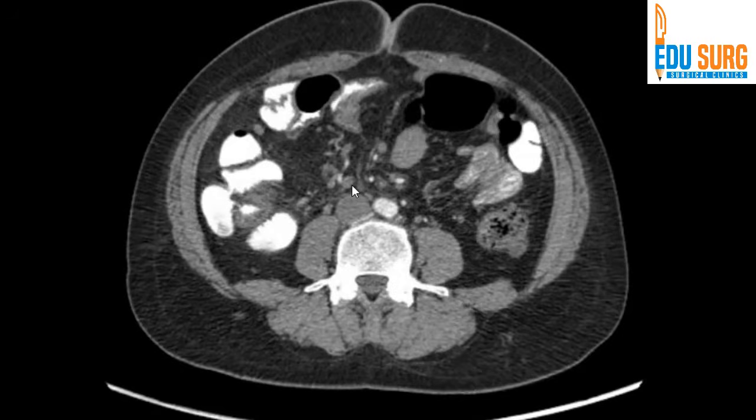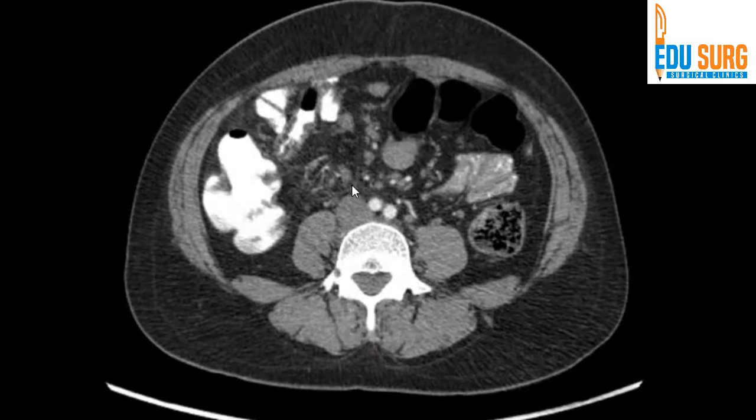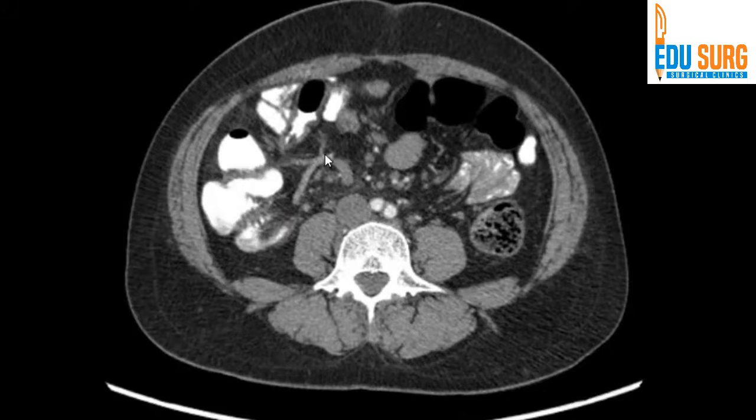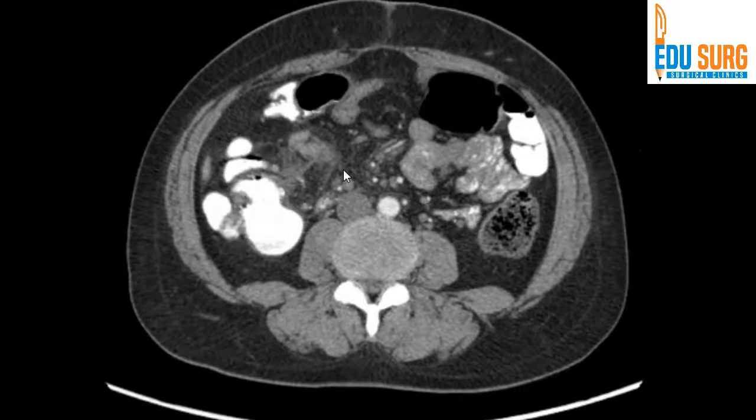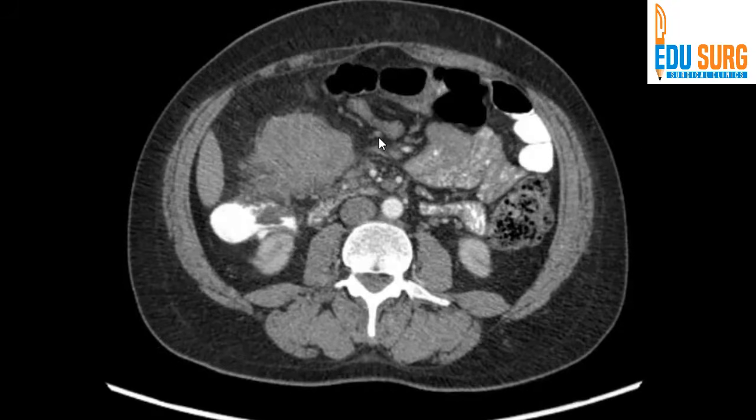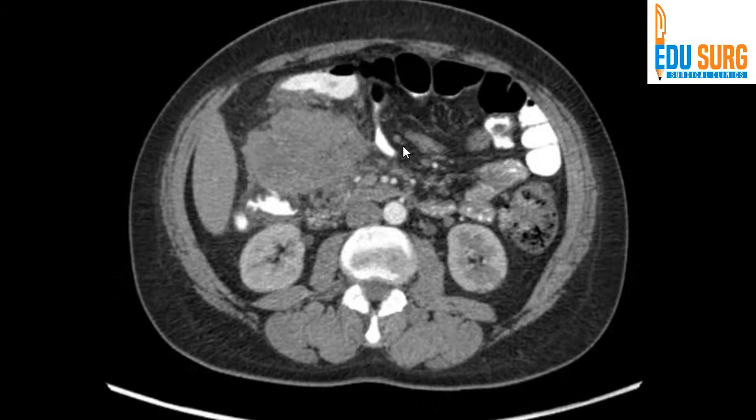Tumor is away from the portal vein. That is important to identify. And this is the gastrocolic trunk, which is giving origin to a lot of veins. So that you have to identify. You can see a vein going into the small bowel as well.